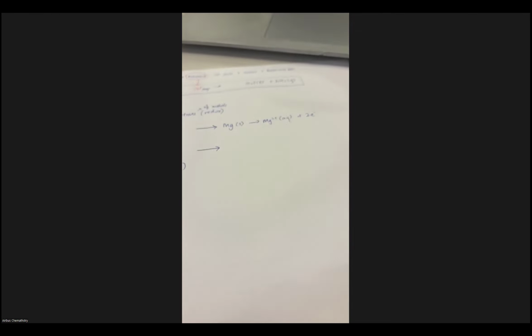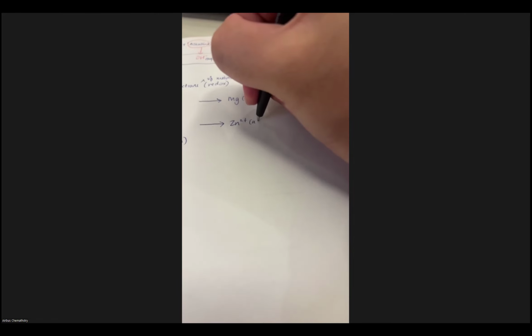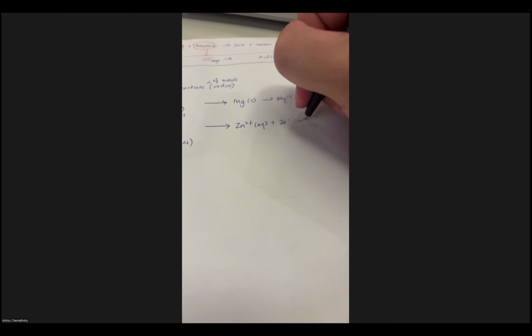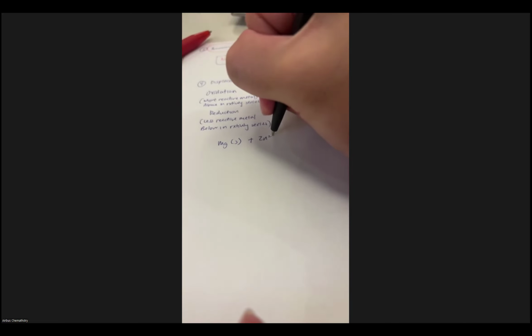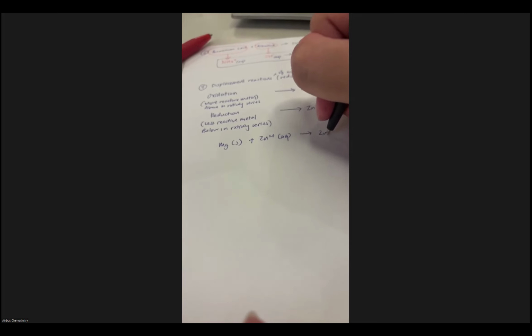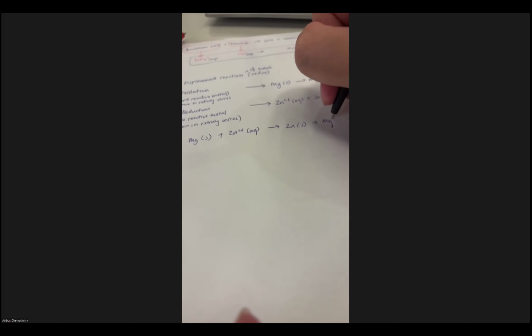Reduction, here we go. Zinc, so let's say you have zinc: Zn2+ plus 2e- is going to give you Zn solid. So all you need to do is just combine together. Mg solid plus Zn2+ will give you zinc solid plus Mg2+.